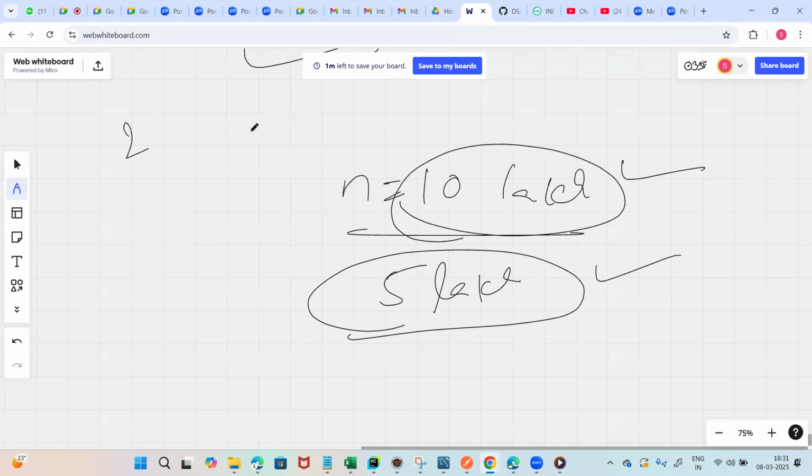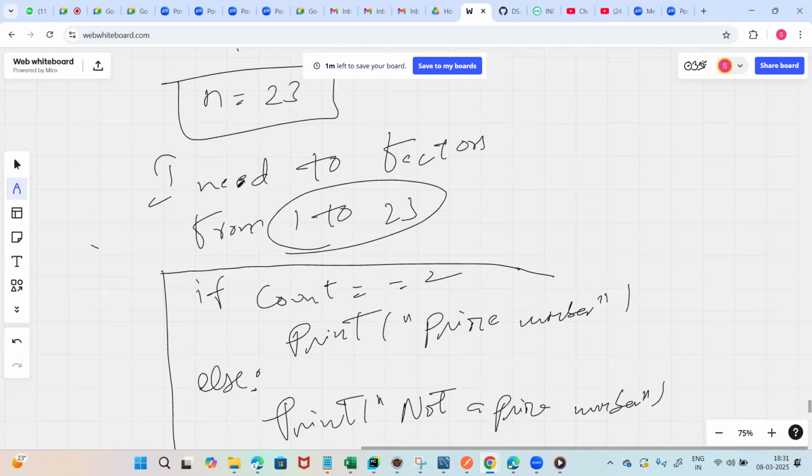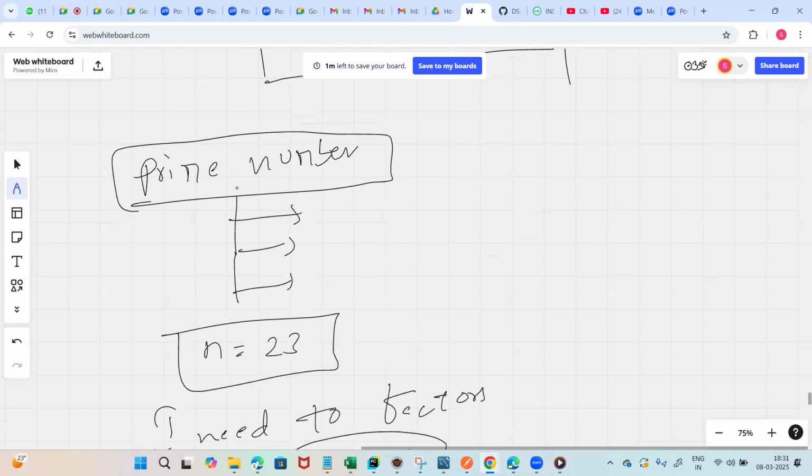I was telling about the prime number program today. I was telling it in 3 ways: first way, second way, and third way. The first way is, if you want to judge whether n is a prime or not, I take factors from 1 till n. If my count of factors equals 2, it's a prime number.